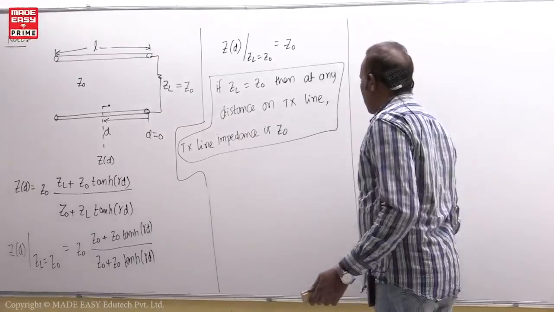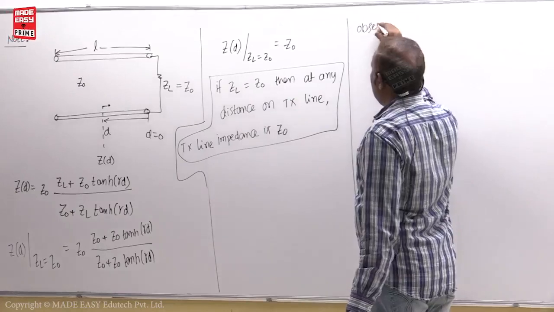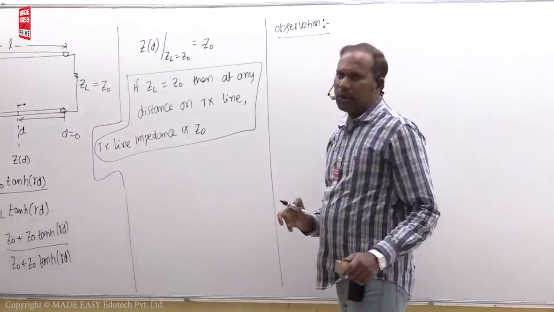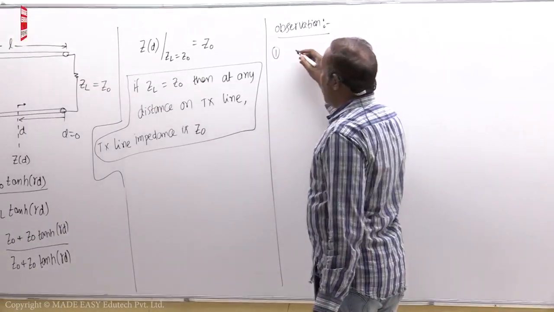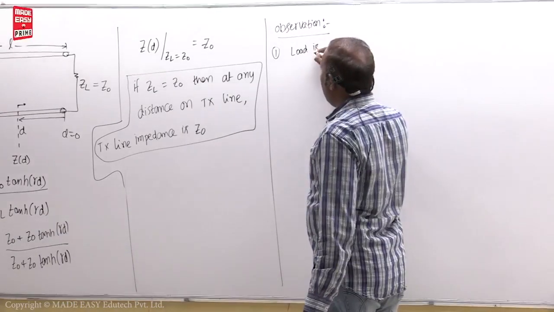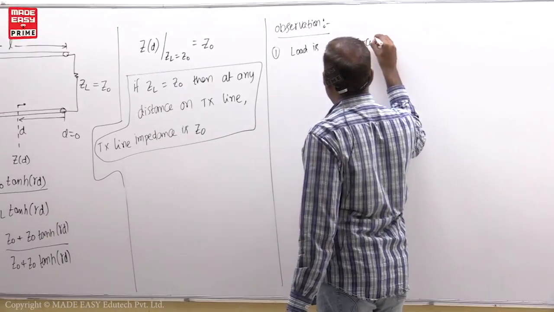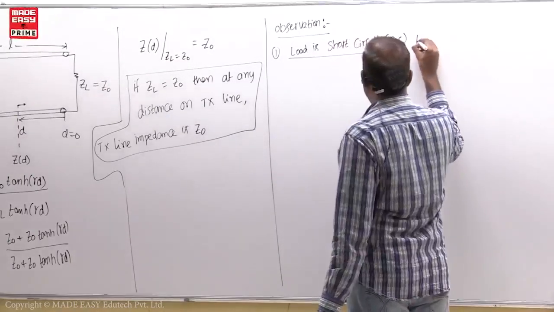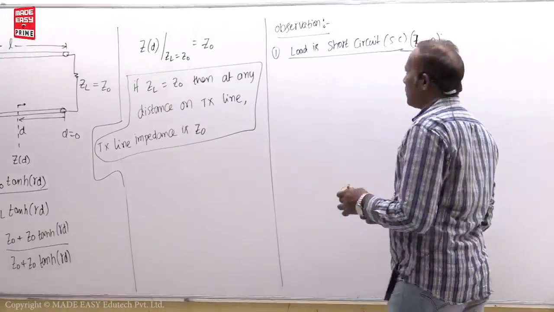Okay. Now, one observation I am writing, dear students. In the observation, if any note comes, you have to put that in the box actually. Okay. First one, load is short circuit. Okay. That means ZL is equal to 0.